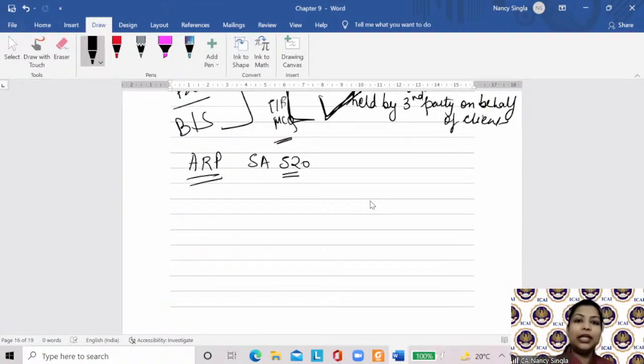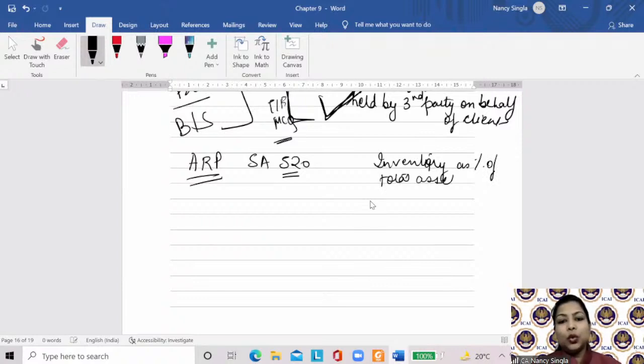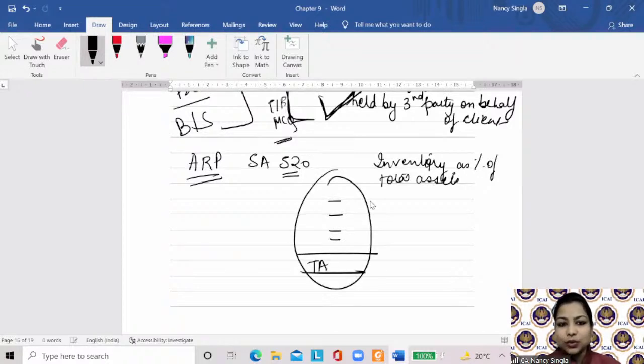How? Simple. Calculate the inventory turnover ratio: cost of goods sold divided by average inventory. Do vertical analysis. What is vertical analysis? Nothing much: inventory as a percentage of total assets. Okay. What are total assets? Inventory, all of these, and then total assets. So do vertical analysis, inventory as a percentage of total assets.